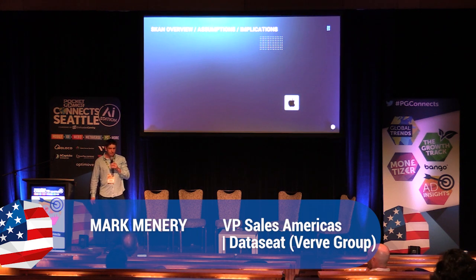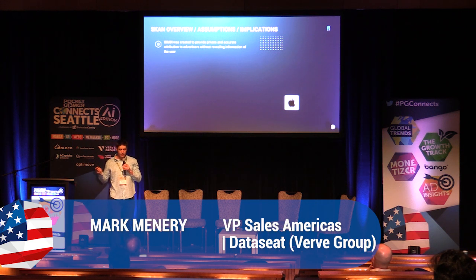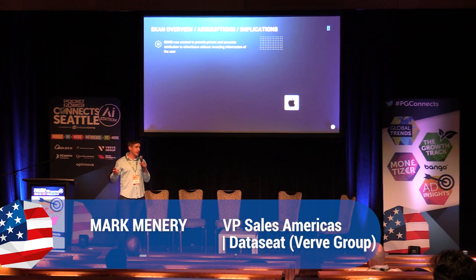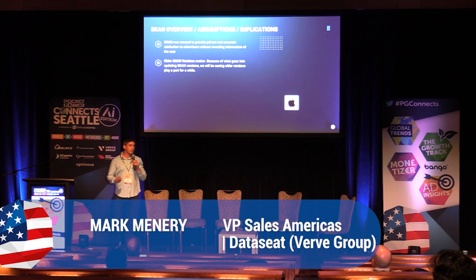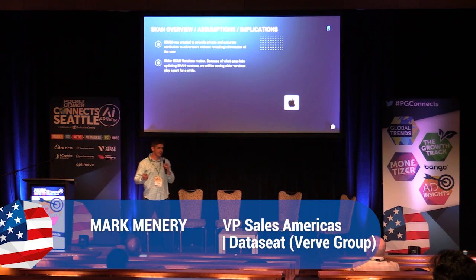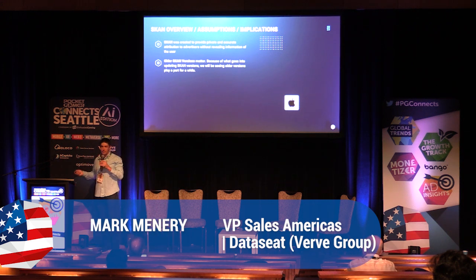So for starters, let's talk about what is SKAN and why it was created. SKAN was created to provide private and accurate attribution to advertisers without revealing information of the user. Simply put, SKAN is Apple's attribution framework for mobile app install campaigns. Older versions of SKAN matter. So these are things we have to pay attention to, things we have to look out for. They're going to come up as we're optimizing campaigns.